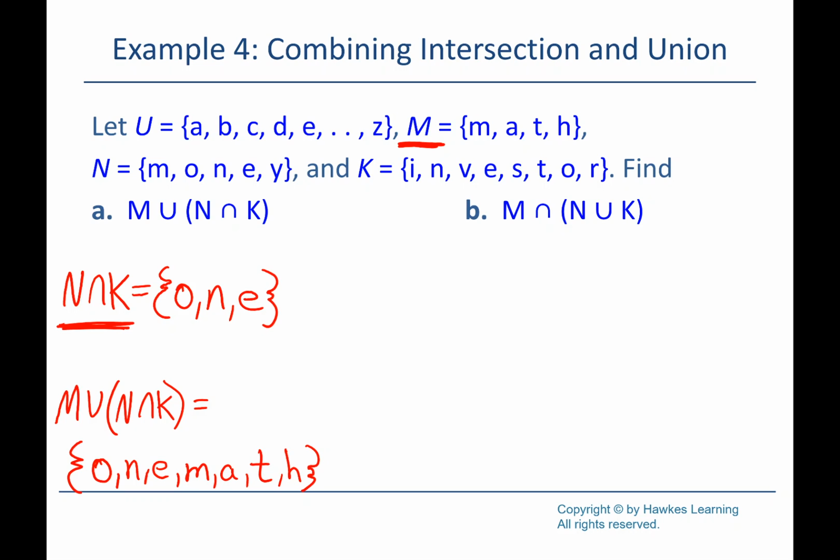Questions on doing that one? Anybody confused about what's going on? Okay. All right. We'll see on test day. Okay. So, what's different about B? They look pretty similar, but what's different? The union and the intersection are in opposite places. They're switched around. Okay, we're still going to start inside the parentheses. Instead of doing N intersect K, we're going to do N union K.